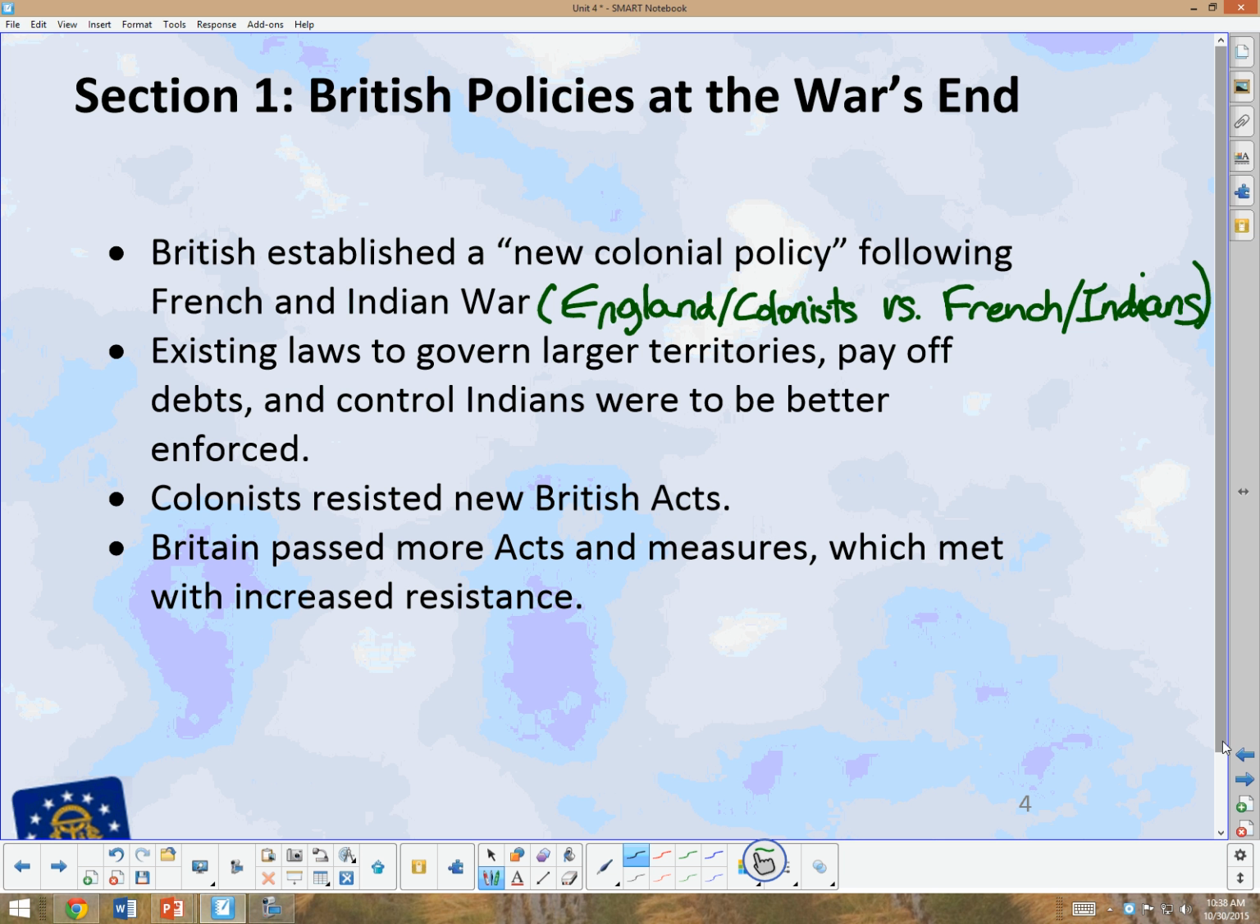After that, the British decide to use the existing laws that they have to govern larger territories, to pay off debts, that's important, and laws that they had to control the Indians were to be better enforced. Well, the colonists resisted the new enforcement of these laws that were on the books, and so as the colonists resisted, Britain passed more laws to try to make them go along with things, which just met with increased resistance. So it was sort of a downward spiral.